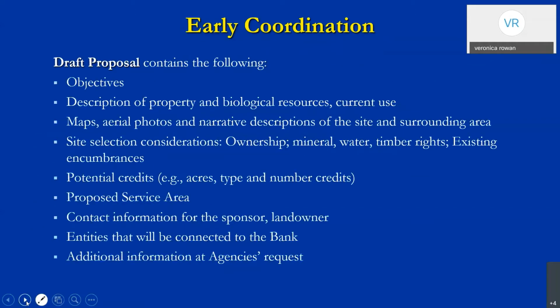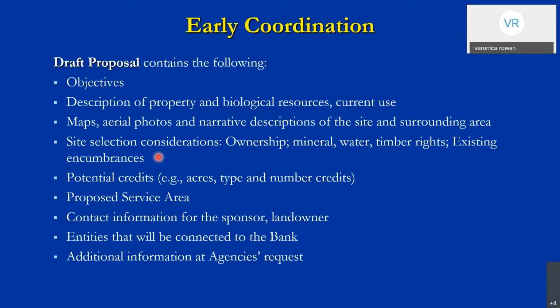And so in a draft proposal, we would like to see these elements. Basically, this is going to help determine whether this bird can fly or not. One of the important elements here is the site selection consideration. Primarily the ownership of the property.